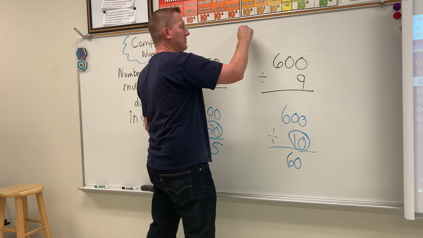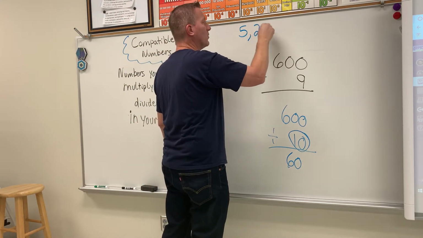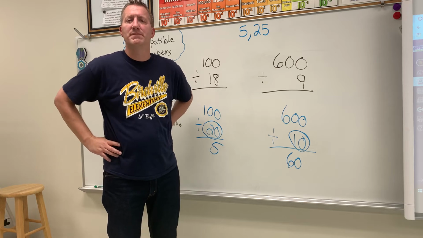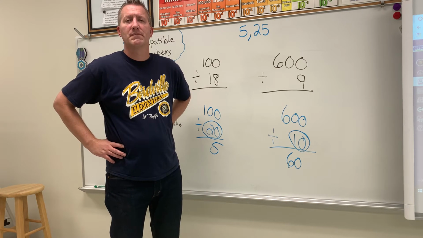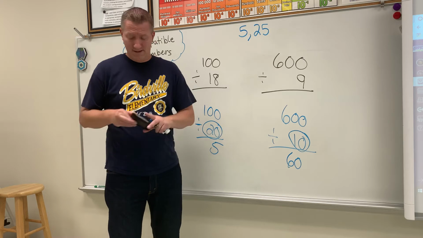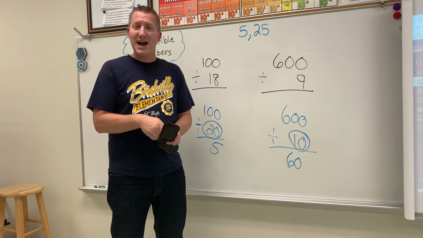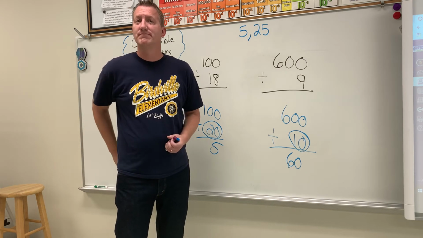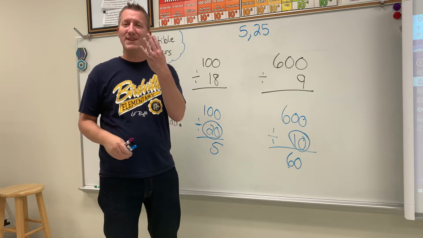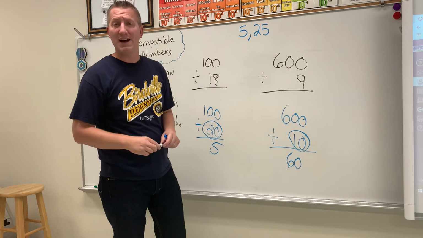Here's some other compatible numbers. 5 is a compatible number. Another one would be 25. Why do you think 25 would be a compatible number? Think about money. How many 25s are in 100? You probably know that right away, don't you? You probably said 4, because you know that there's 4 quarters in $1. So a compatible number would be 25.